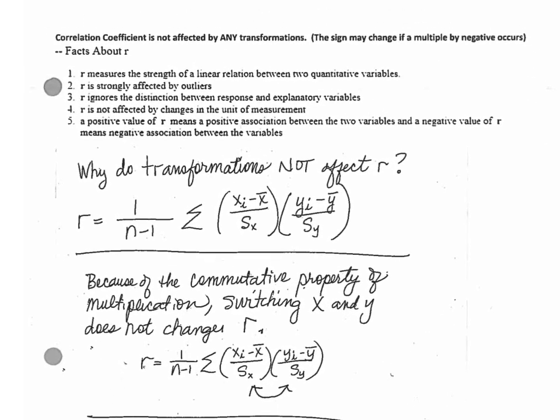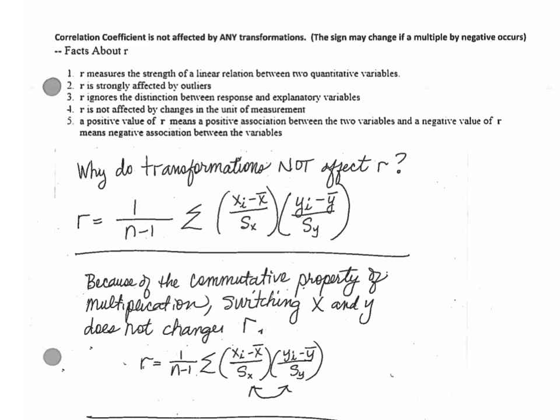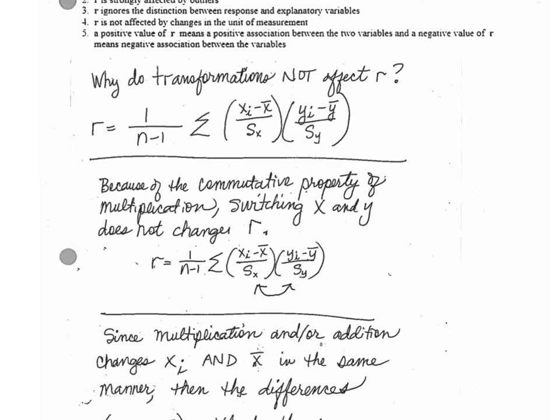So here we go. The final topic of this is how the correlation coefficient is not affected by any transformation. Your sign may change from positive to negative, but the actual magnitude, the value of it, the strength, is not changing. So I'm not going to go through all of the specifics of the formula, but the reason has to do with the commutative property: if x's and y's switch place, then it does not change the value.